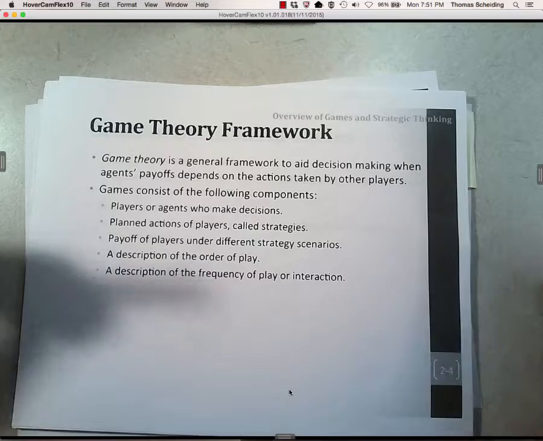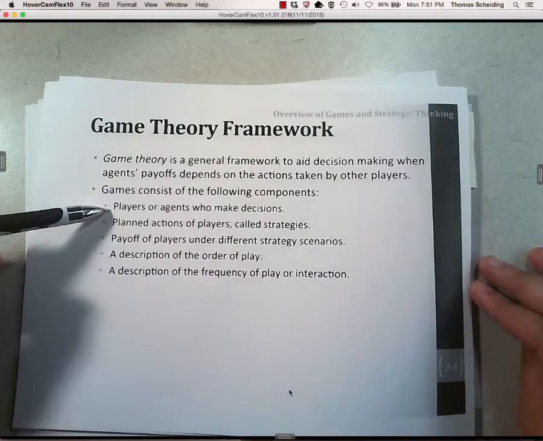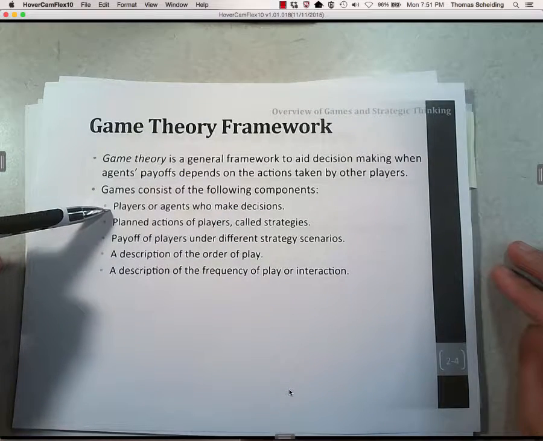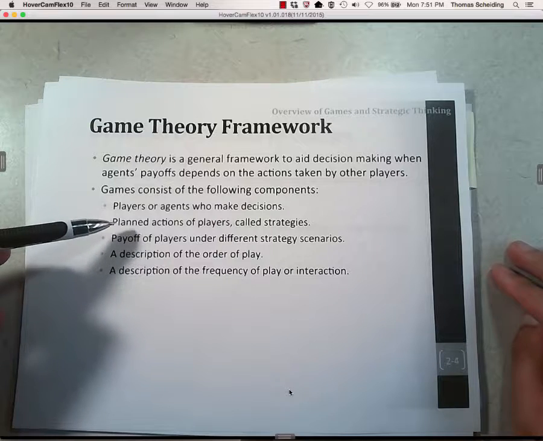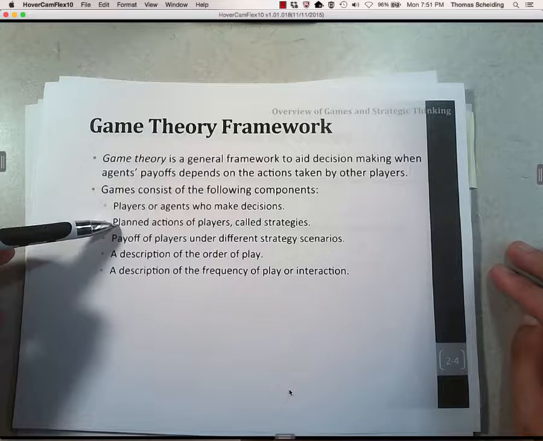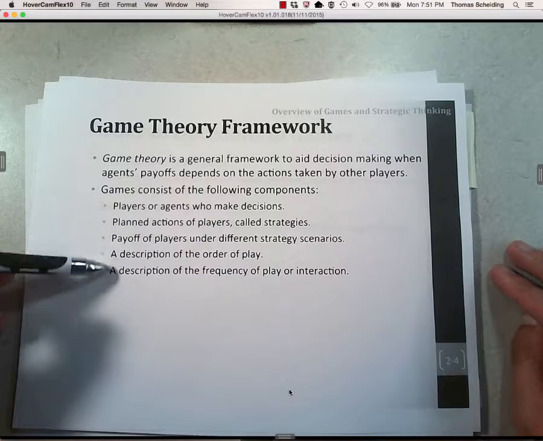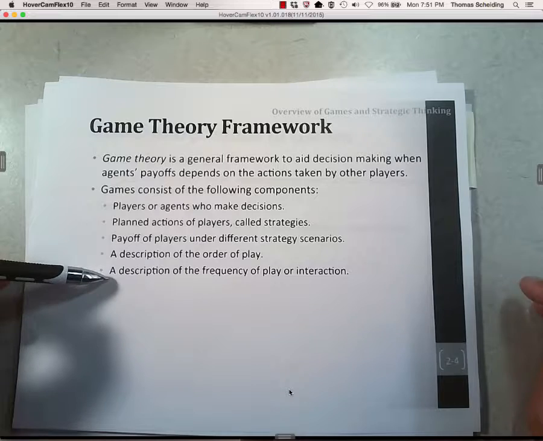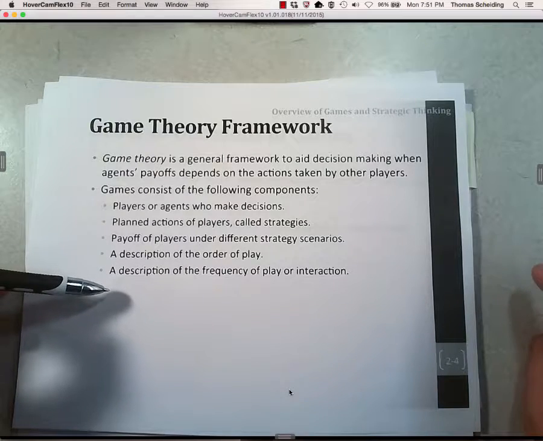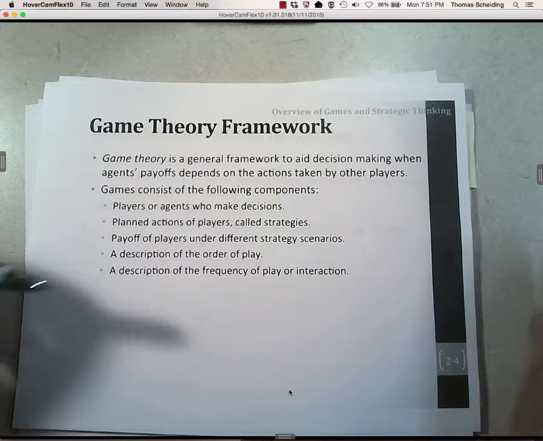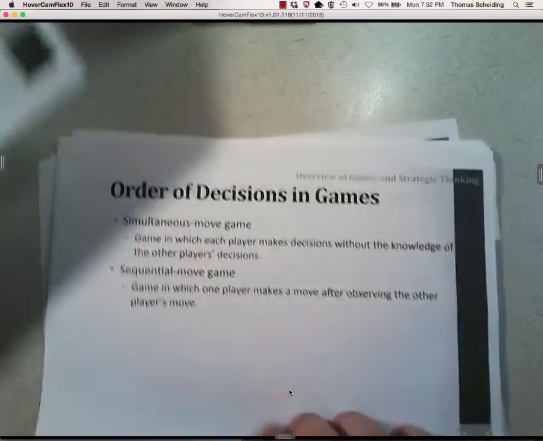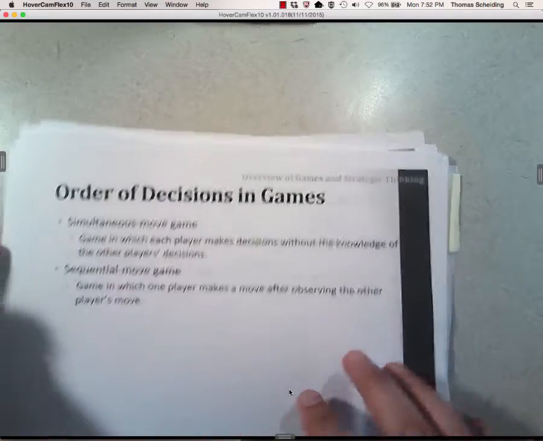So what do we need in a game? The game is going to have the players or the agents. These are the ones that are making the decisions. They need to have a strategy, what they intend to do. We then need to know the payoff. What are they going to get from following a certain strategy? And then we have to have some idea, like, are they going to play in a particular order? Are they going to interact in some way or not? That's all going to affect what the output of the game is going to be.